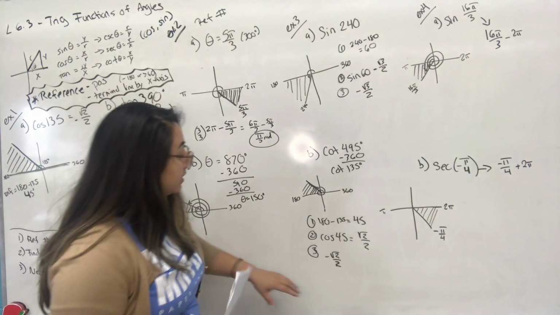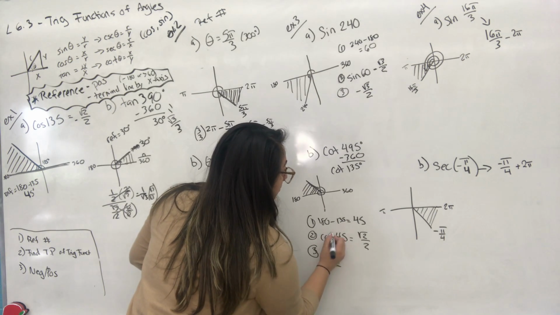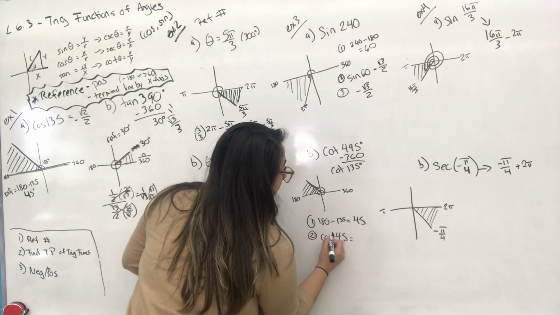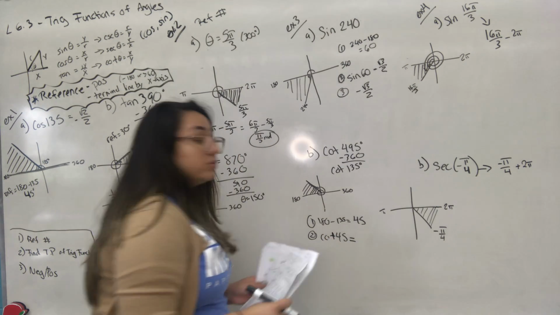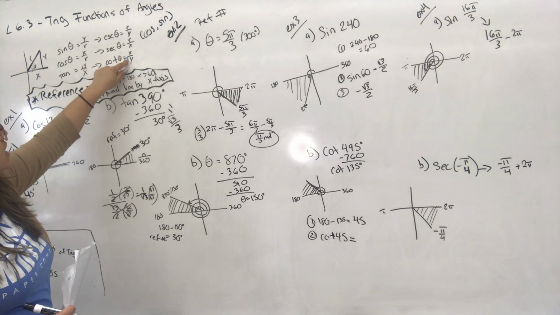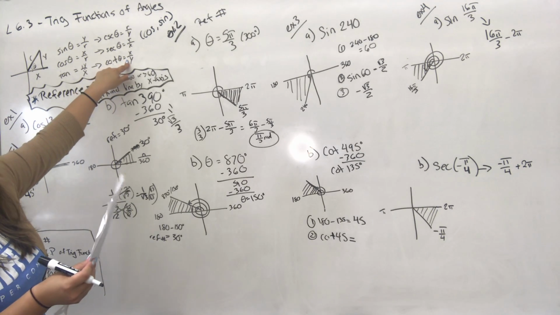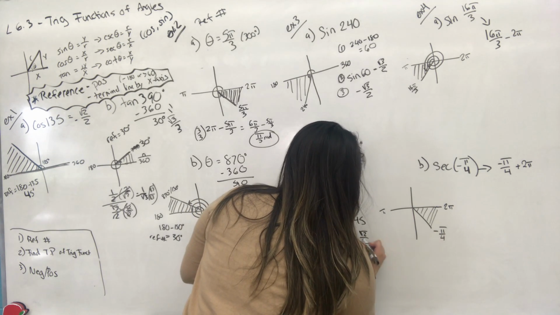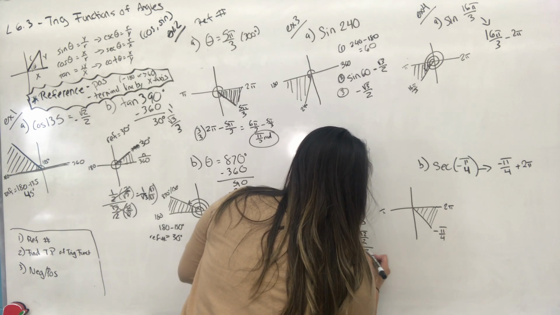Oh, I'm sorry. It's cotangent. So the cotangent of 45. Let's go back to this. Cotangent means it's x divided by y. So it's your x coordinate divided by your y coordinate. Your x coordinate of 45 is radical 2 over 2. And your y is radical 2 over 2.